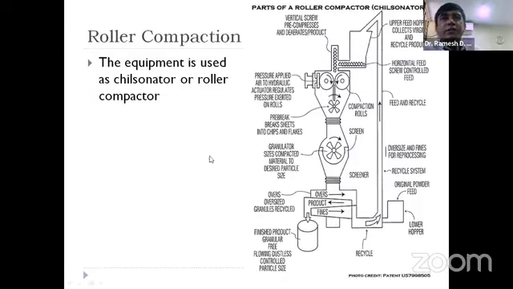Next is roller compaction. This technique is also known as Chilsonator. Here, as the name says, the mass is compacted between the rollers. Here are the two rollers which are rotating in opposite directions. So when the mass comes in contact with them, between them, it is compacted and a ribbon is formed. This ribbon is then broken down by the mill, normally a hammer mill. So this is the primary milling, and then it goes to secondary milling over here. So over here, the granules are prepared.